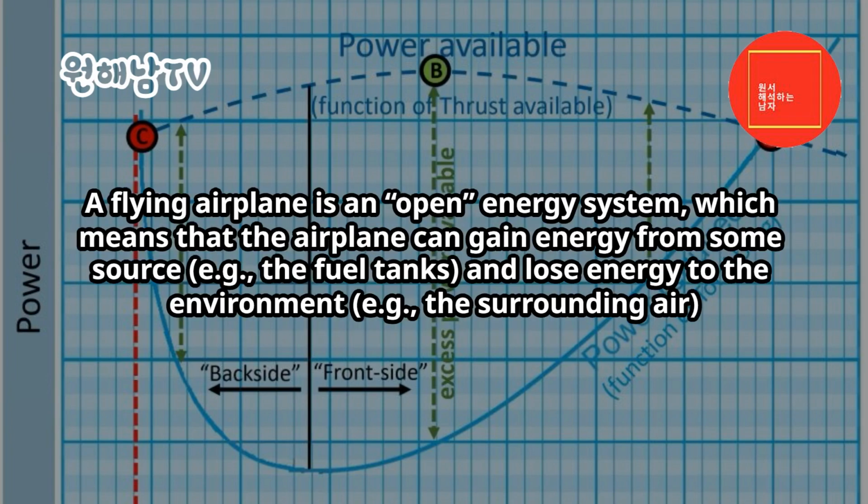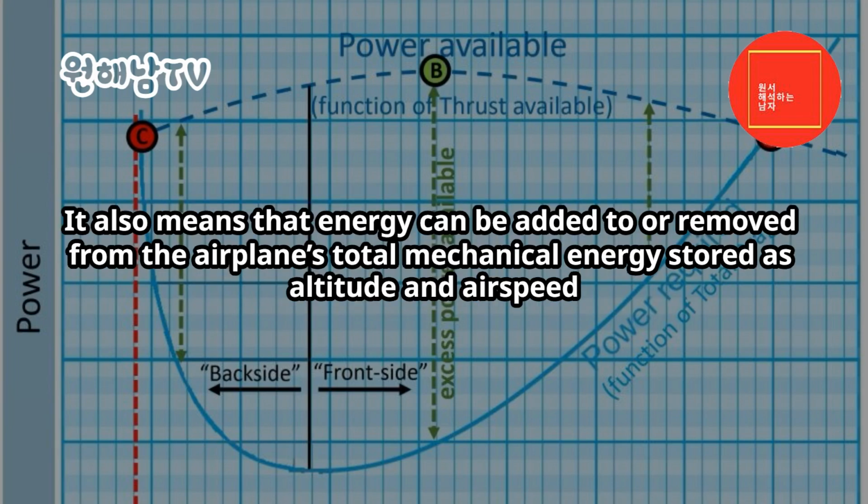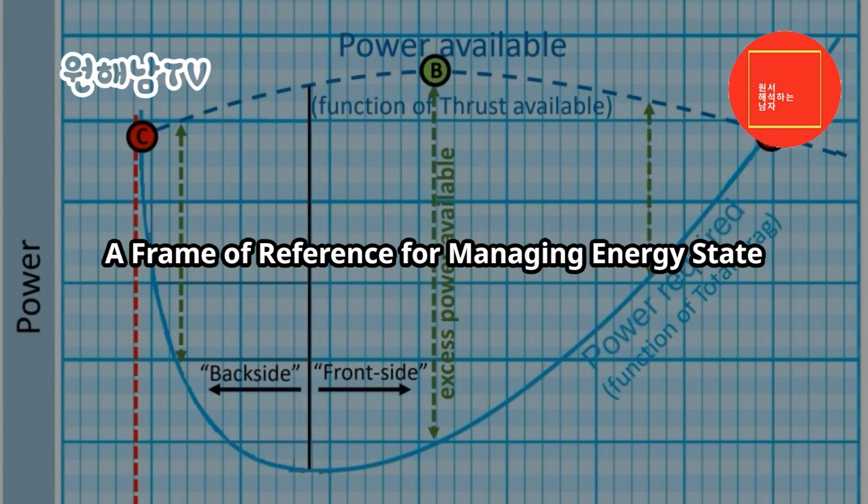A flying airplane is an open energy system, which means that the airplane can gain energy from some source, e.g., the fuel tanks, and lose energy to the environment, e.g., the surrounding air. It also means that energy can be added to or removed from the airplane's total mechanical energy stored as altitude and airspeed.